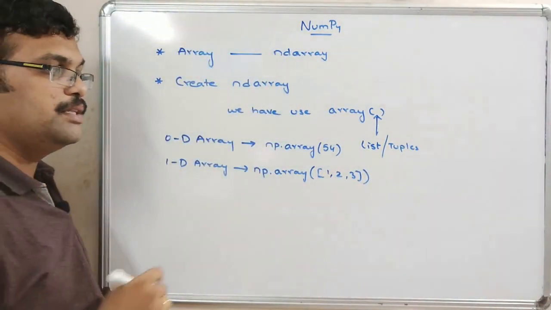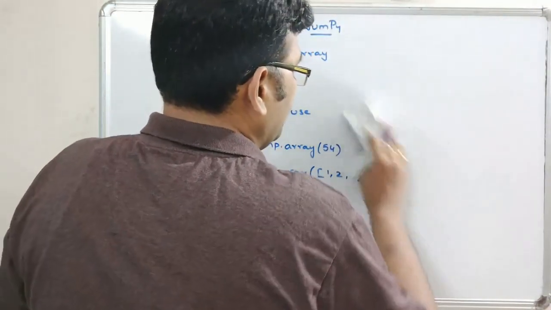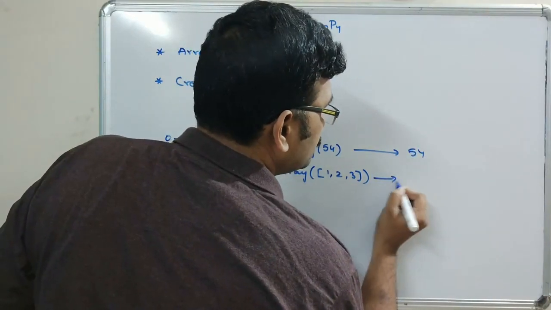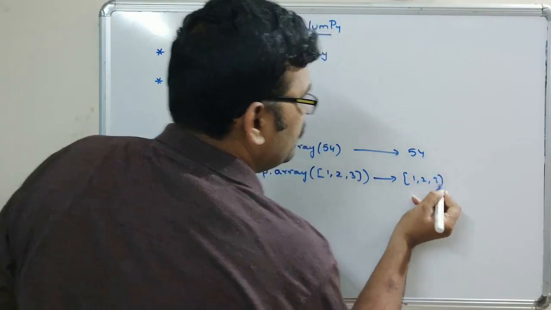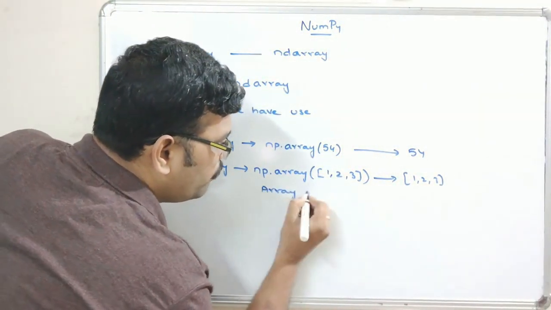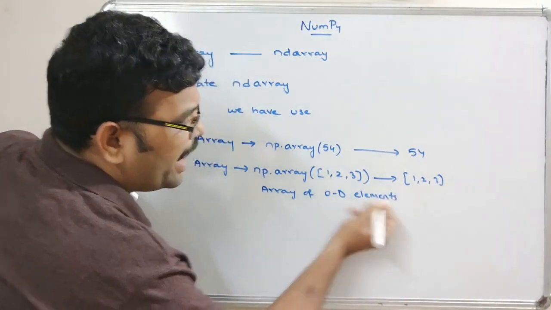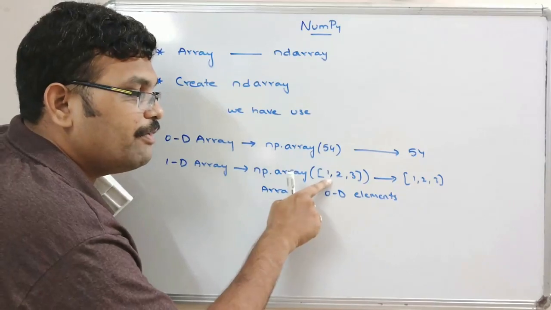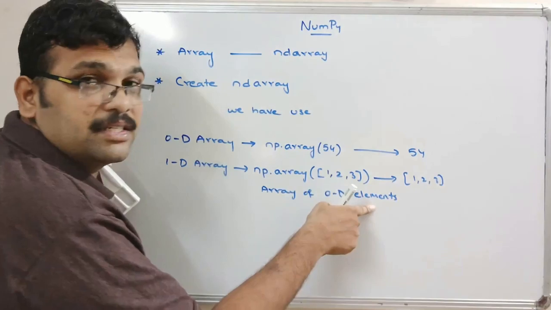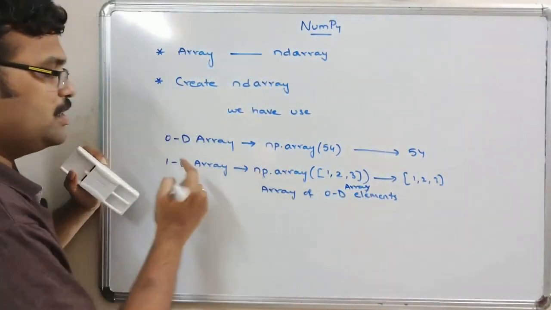Say 1, 2, 3. See, this gives the output as 54, and this gives the output as 1, 2, 3, and this is nothing but an array of 0D elements. So simply we can say an array of 0D elements. That means individual elements, we are calling them 0-dimensional arrays, right? So an array of 0D elements, or 0D arrays, will give this 1D array.